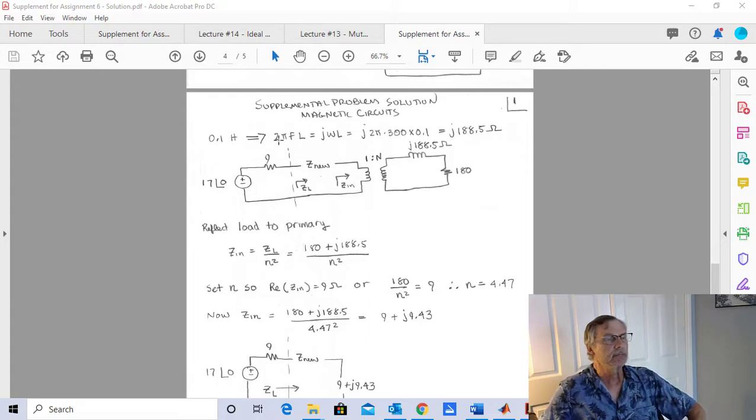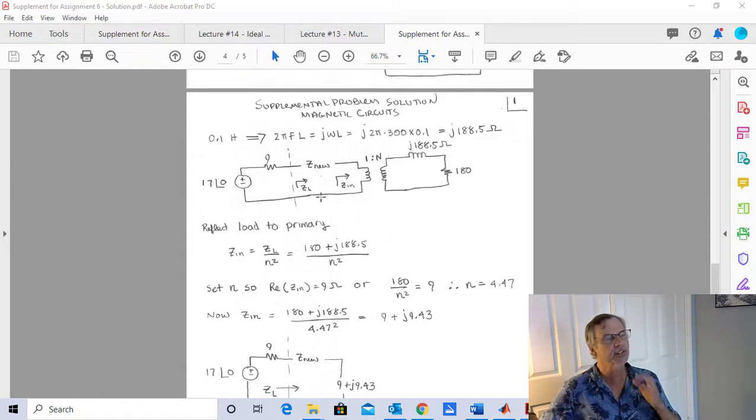Sorry, that's Bella. All right, so we have our 10th Henry inductor here. Let's figure out what its impedance is. It's going to be J 2 pi FL, or J omega L. Look at that, I forgot a J there. Put the J in. Or J 2 pi times 300 times 0.1. And I get J 188.5 ohms right here.